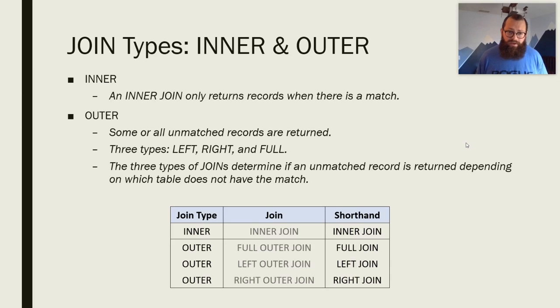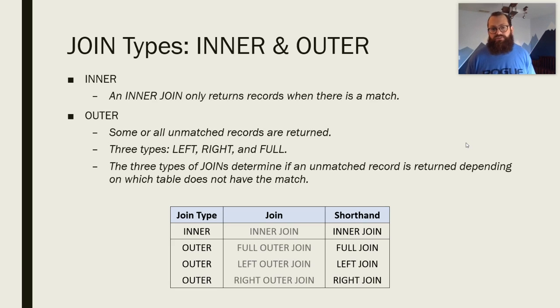So an inner join is really a join that only returns records when there is a match across the tables that you're joining on. And so if a value appears in one table and doesn't appear in another, it's not going to appear in your results. So for an inner join, the values must be matched in order to be returned in the output. The outer join is the opposite. So all unmatched records are returned, depending on the type of outer join.